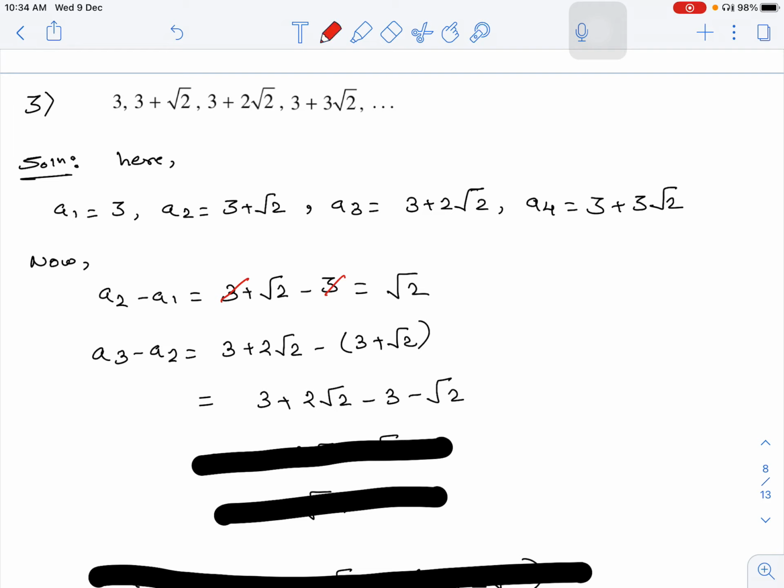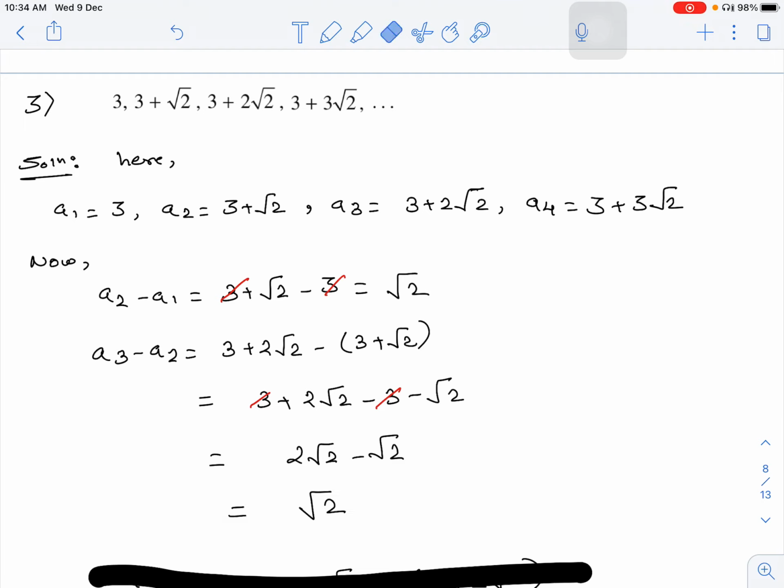Again here this 3 and this 3 will get cancelled. So what do you get in the next step? We get 2 root 2 minus 1 root 2. If no number is there, it means it is 1 root 2. So the same roots are there, so we can directly subtract the numbers, 2 minus 1. So our answer will be root 2. Okay.